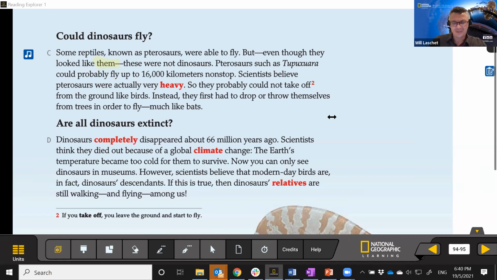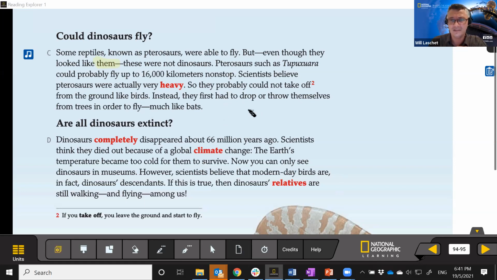So I've got a few different answers coming in. Someone says pterosaur, someone says dinosaur. So let's start at the beginning. In this sentence, the first sentence, what is the subject of this sentence? Some reptiles known as pterosaurs were able to fly. What's the subject of that sentence?